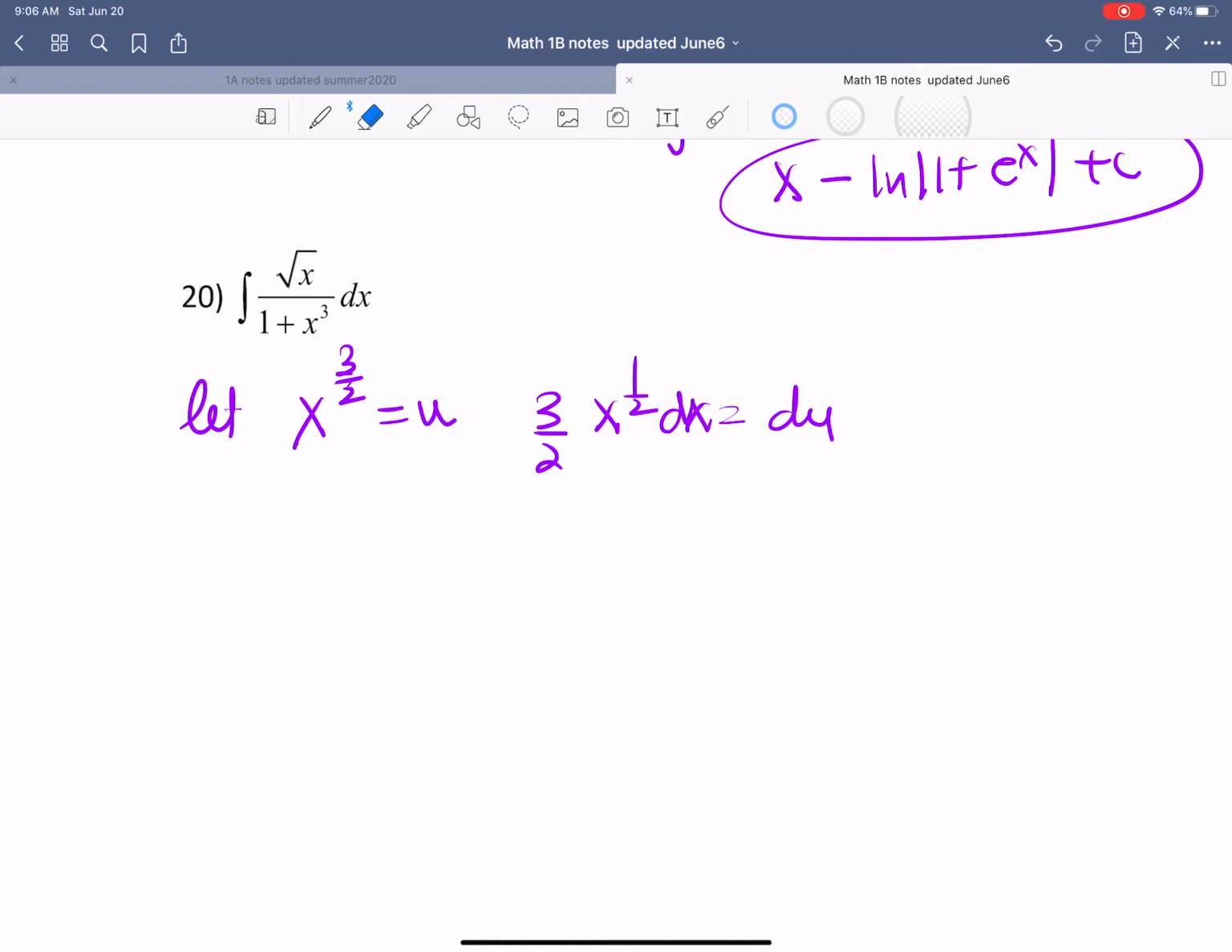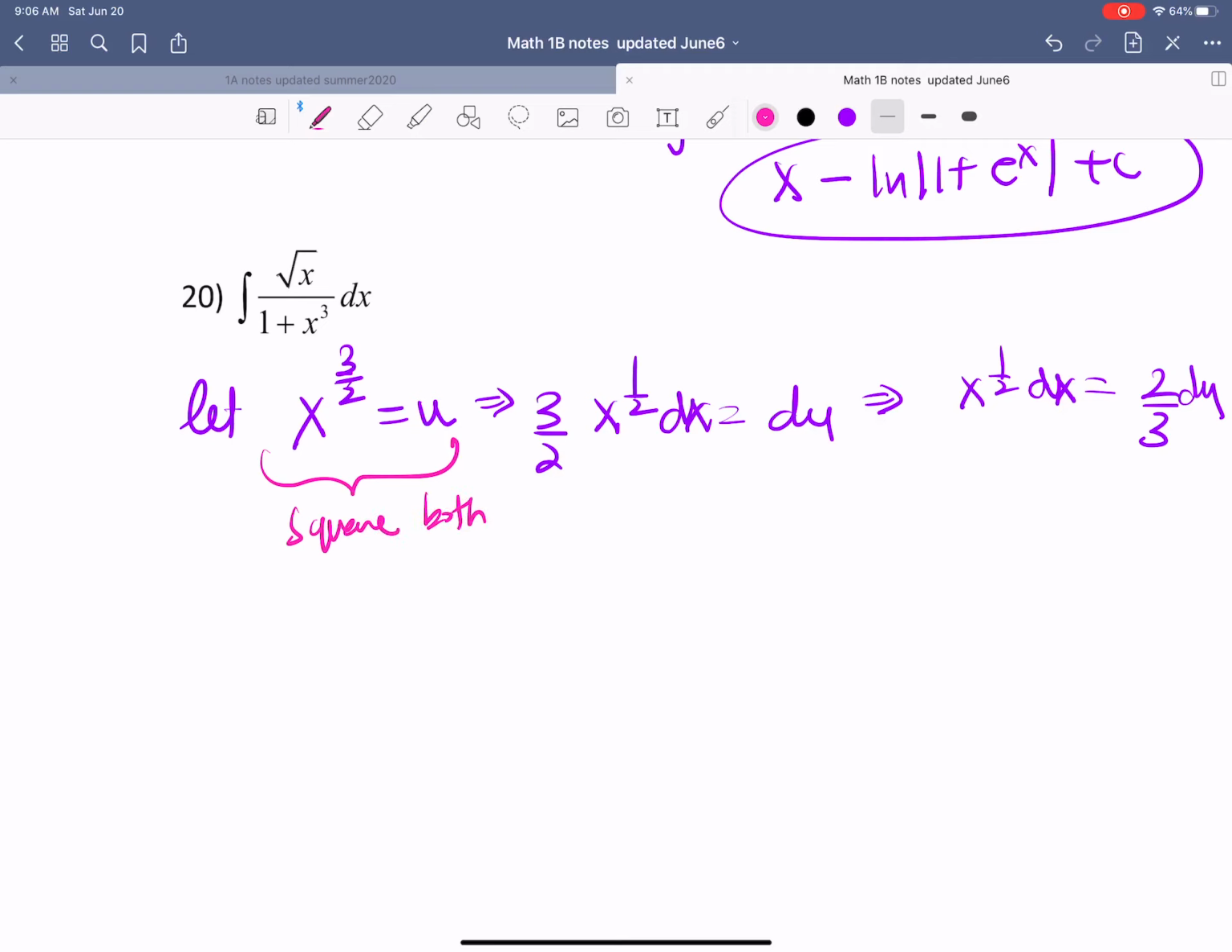And from there, I can say x to the power 1/2 dx is 2/3 du. Okay, so at least I have the top piece simplified. But again, if I look at this, if I go ahead and square both sides, I would be left with 3/2 to the power 2, u to the second power, and the 2s can cancel.